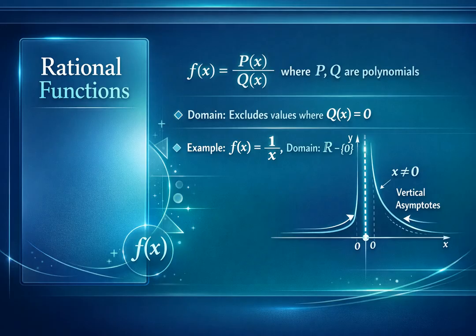Rational functions are ratios of 2 polynomials, f of x equals p of x divided by q of x. The key thing to remember is that the domain excludes any value where the denominator q of x equals 0. For example, f of x equals 1 over x has domain all real numbers except 0. The graph often has vertical asymptotes.